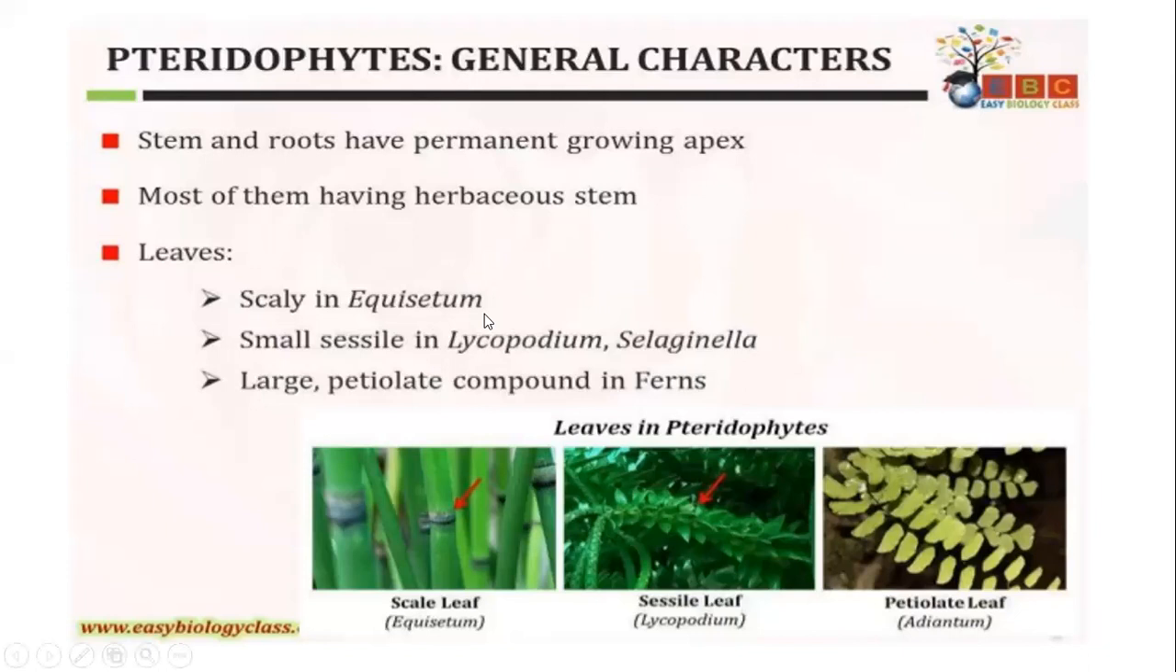Where can you see them? You can see them in the example called Lycopodium. This is a Lycopodium. In the Lycopodium, these are all small leaves, arranged spirally with the help of their base. And the petiole is absent, so we call them sessile leaves. In Lycopodium and Selaginella, you can see the sessile leaves. Whereas in Adiantum, this is another species which has a large petiole, and the leaf is a compound leaf. So this is a very good example in pteridophytes showing the presence of a compound leaf. Here these are simple leaves, and this is a compound leaf, having a large petiole.